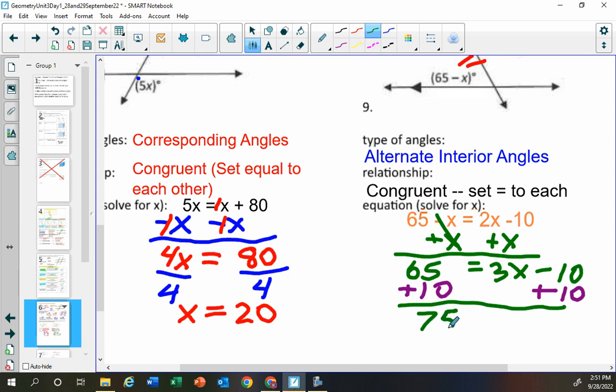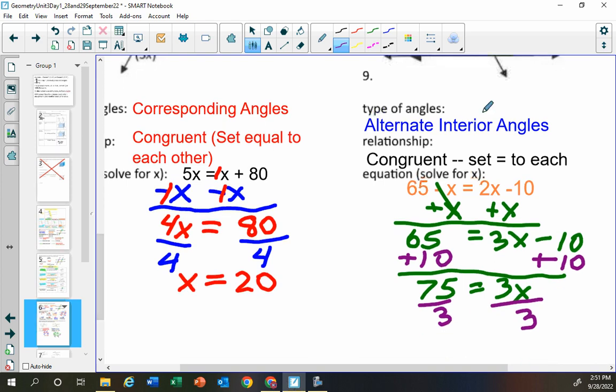And then, Nelson, I think you said it. You got 25 because what did we do to both sides of the equal sign? Divide by 3. And then we have x. 25 equals x, since 3 goes into 75 twenty-five times. So that's what we're going to be doing.